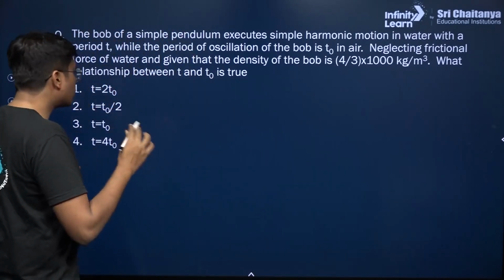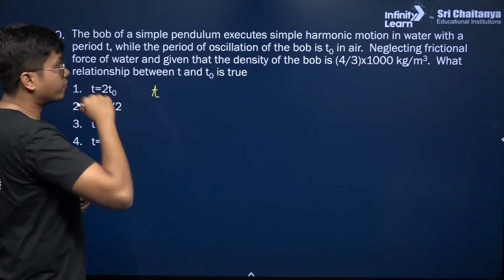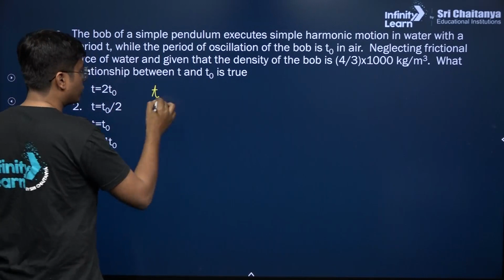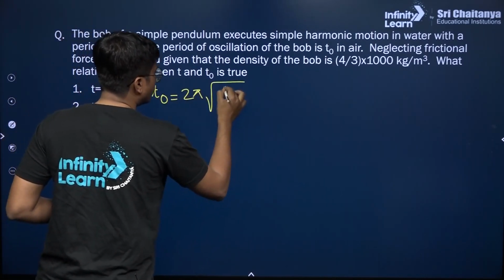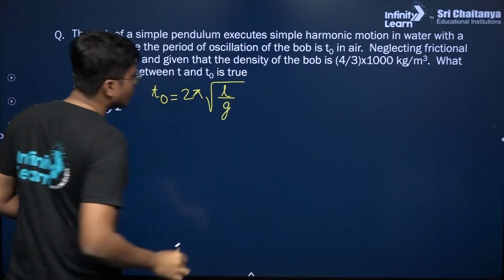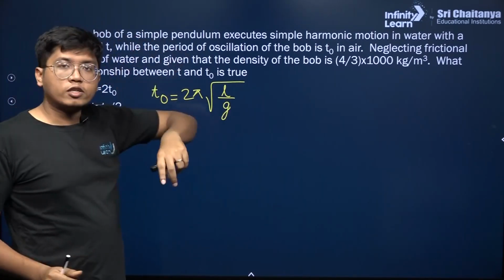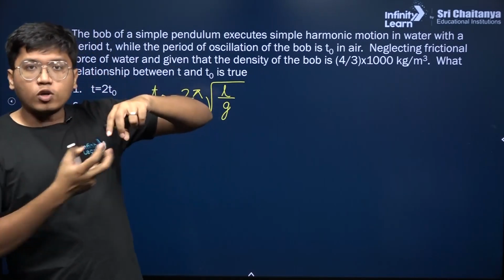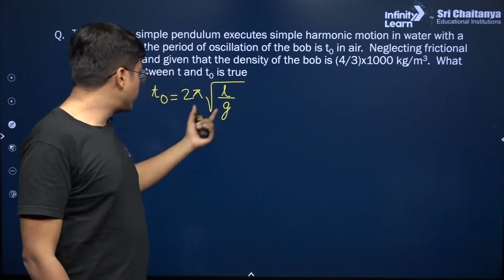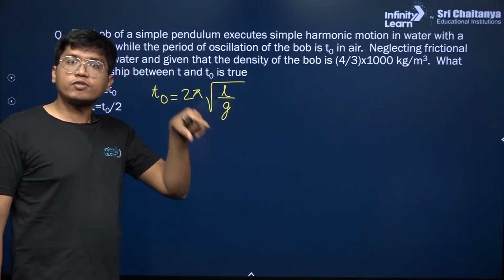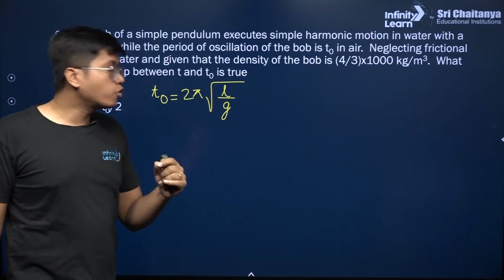First off, what is the relation for the time period? The relation for the time period, if T naught is that in air, so we'll write the relation for it in air first: 2 pi root over L divided by g. g is the acceleration due to gravity. Now, when you dip it in water, what is changing? The force of gravity becomes weaker because of the buoyant force. So this g value, the actual acceleration that was coming about, is going to change. So that is the change that we need to figure out.